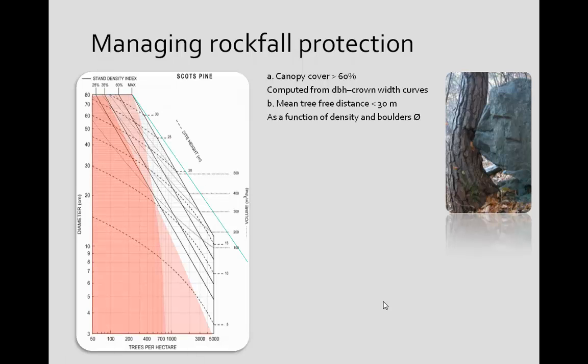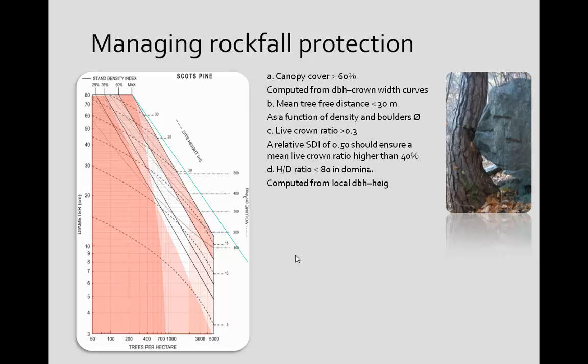Another is the mean tree free distance. So this is the distance between trees, the spacing, and it has to do with the density of the trees and the boulder size and so on. And so that's been plotted on the diagram. Another thing that people have come up with is the live crown ratio. You've got to have a live crown ratio greater than 30%, and so that's plotted here. So we're losing our degrees of freedom.